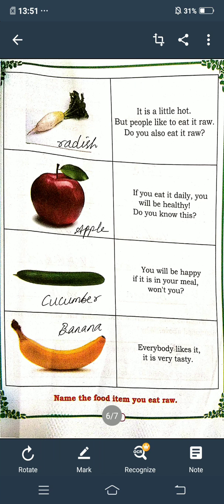Next is banana. So banana is a fruit. So everybody likes it. It is very tasty. So every people likes it. So I think you will also like the banana, and it is very tasty, no children? So they given here, name the food item you eat raw. Still, which food item it is raw that you will eat, you must mention there. Okay children?